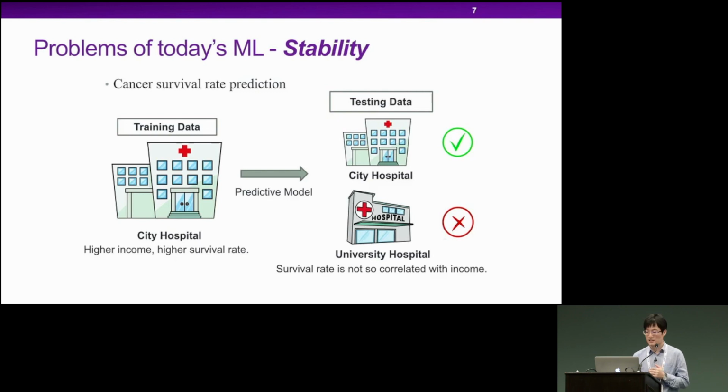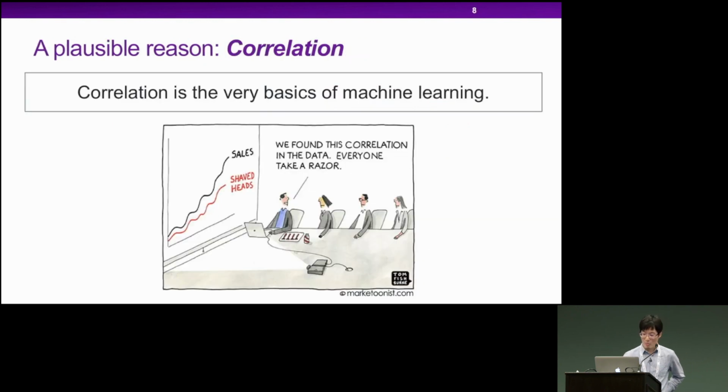So why? Because in the university hospital, the treatment level you can get is not determined by your income level, right? It's by research purpose, right? So in this scenario, if you use the model that is trained on the city hospital data, then you will get a mistake here, right? So this is what we call the stability problem, okay?